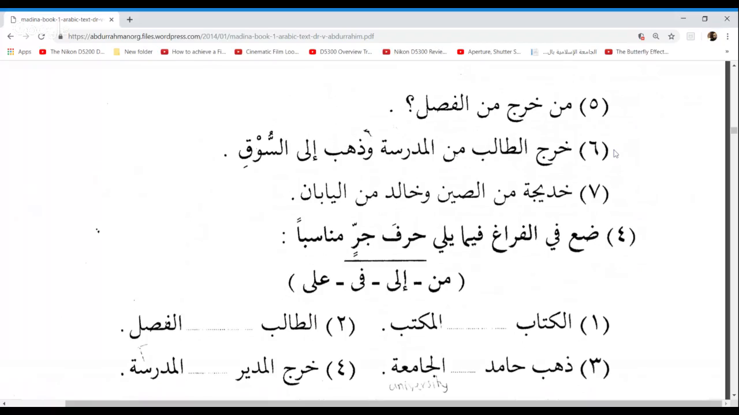خرج الطالب من المدرسة وذهب إلى السوق. Good. The student left from the school and went to, I don't know what that word is, sorry. To the market. To the market. Yep. So خرج الطالب من المدرسة وذهب إلى السوق.